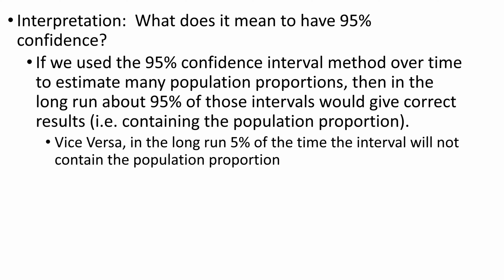Before we go deeper about what factors will affect the confidence interval, we have to answer a question first. What does it mean to have a 95% confidence interval? If we used the 95% confidence interval method over time to estimate many population proportions, then in the long run, about 95% of those intervals will give correct results. That is, containing the population proportion. Vice versa, in the long run, 5% of the time, the interval will not contain the population proportion.